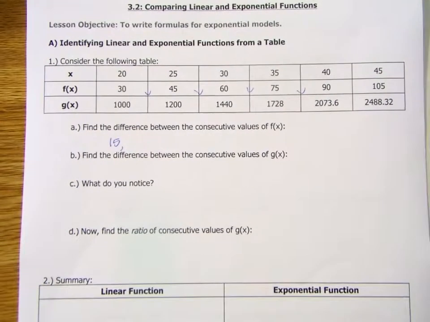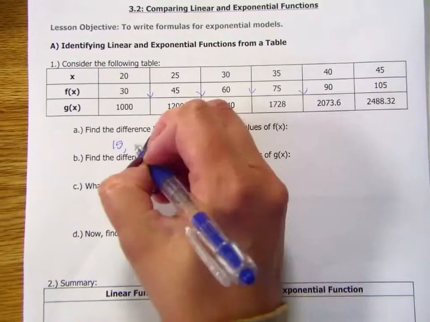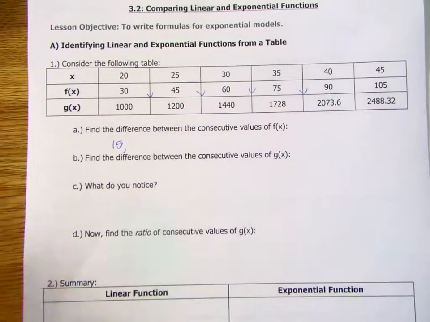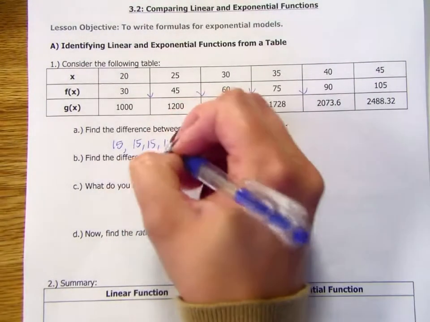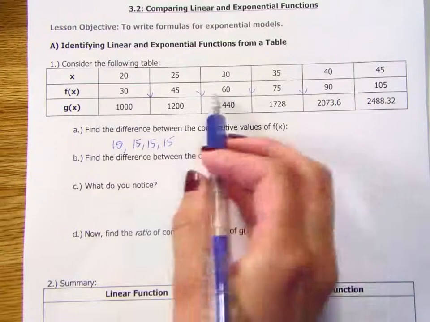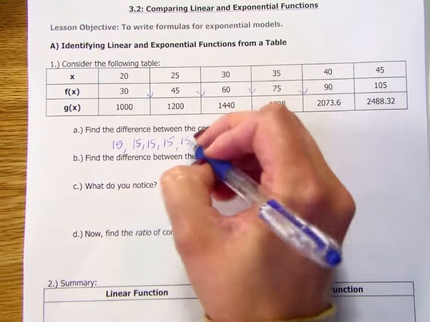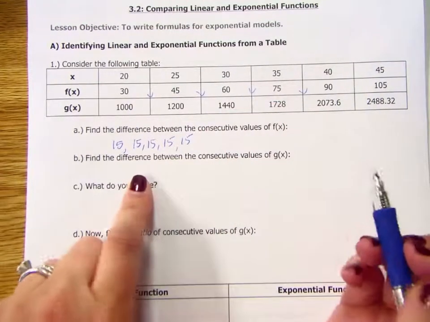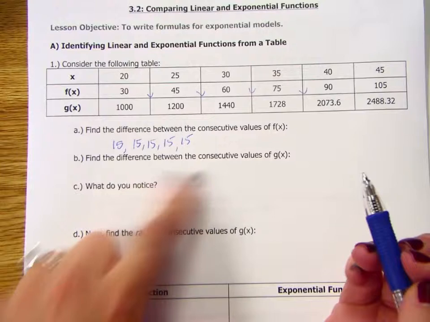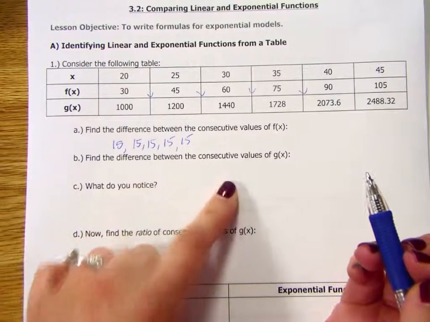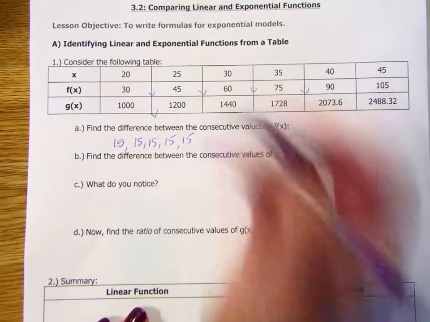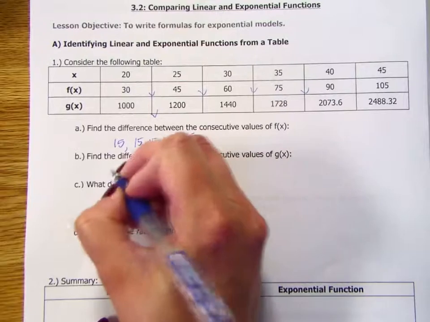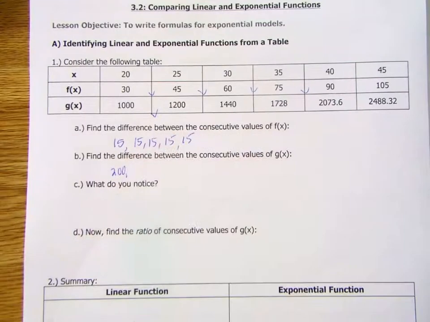What are you getting for all of your differences here? 15. So I have 1, 2, 3, 4, 5. Should be a difference of 15 between each of those successive values. I want you to now do the same thing for your consecutive values of g of x. So for instance, 1200 minus 1000 would be a difference of 200. Do the same thing, jot down the differences that you find.